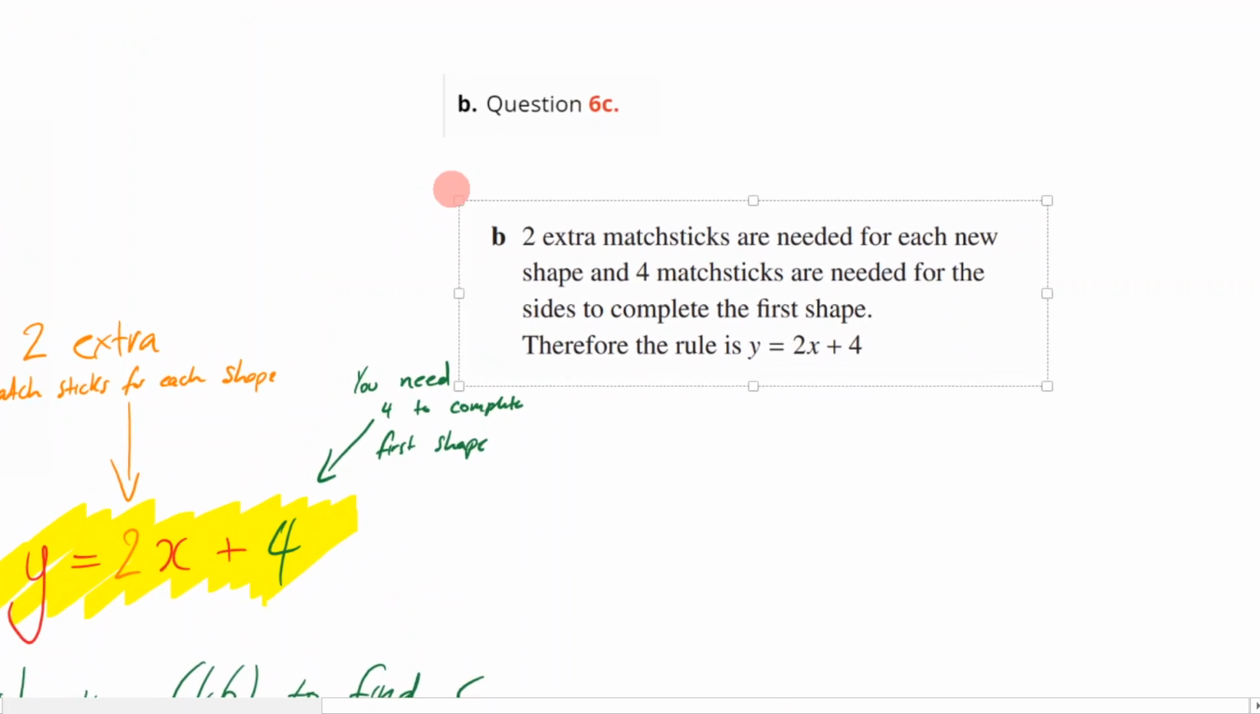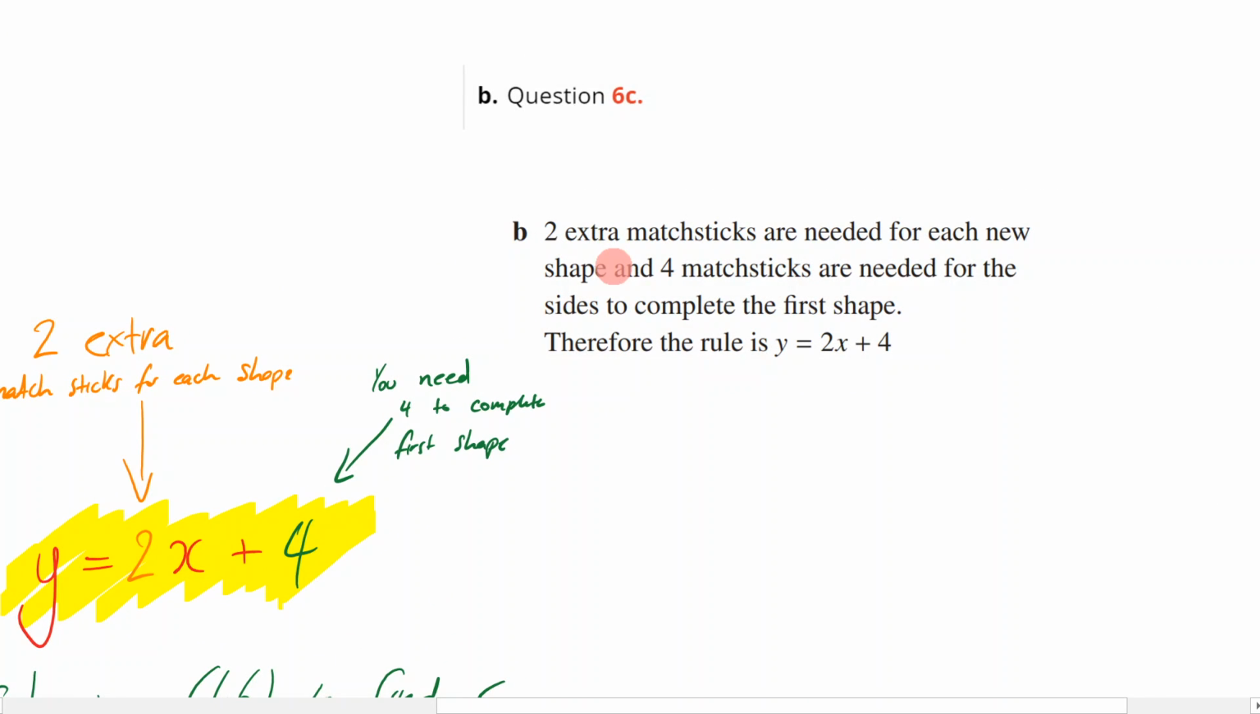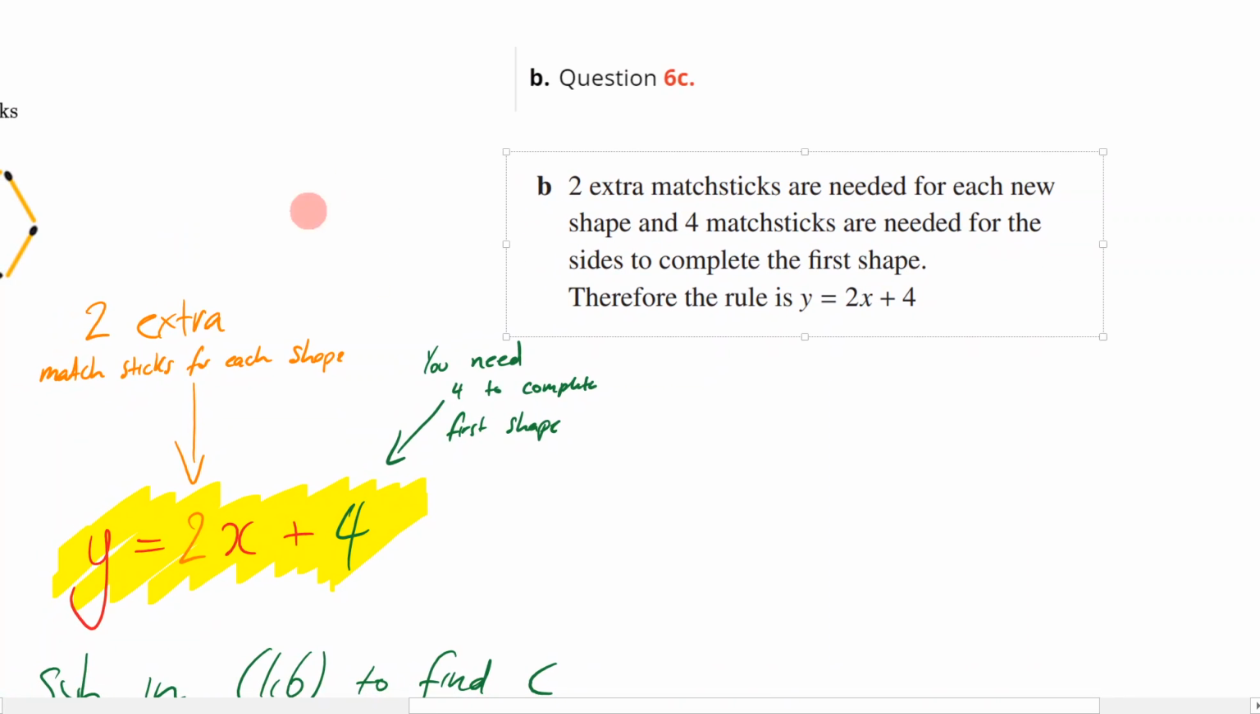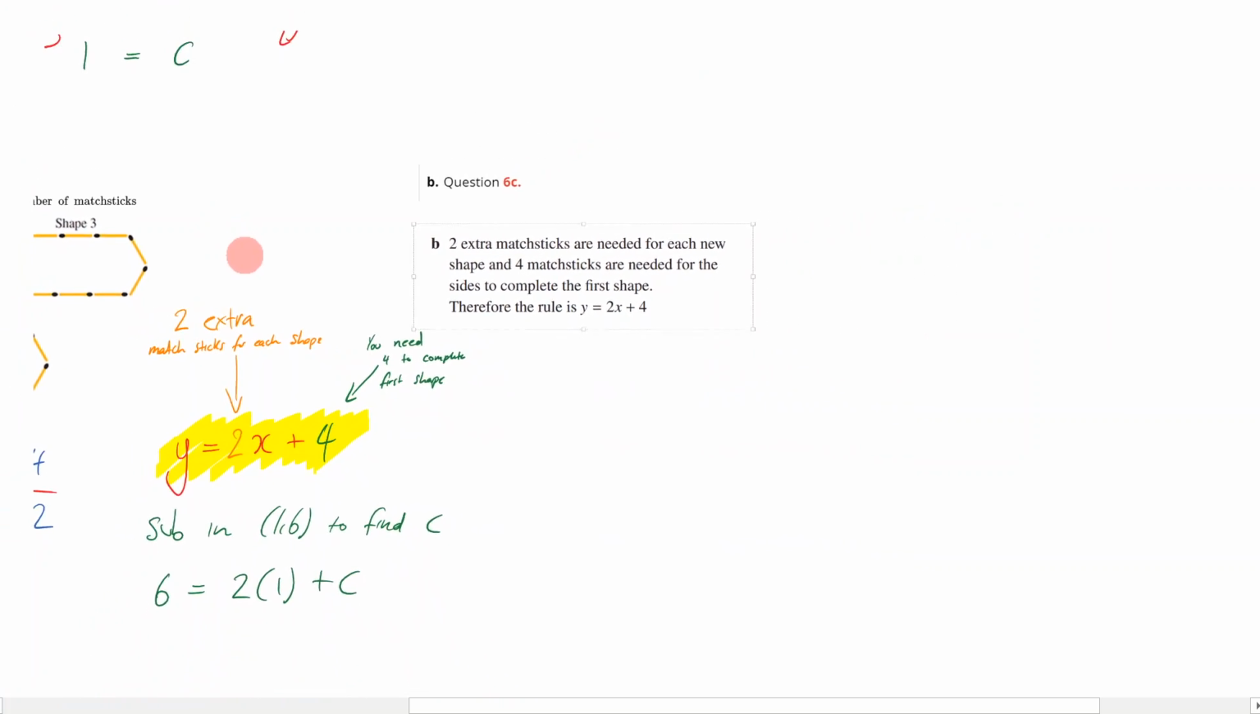All right, and then here is your written answer here. And it's exactly what we've said over here. 2 extra matchsticks are needed for each new shape, just like we said over here. And 4 matchsticks are needed to complete the first shape. So again, you're just really verbalizing what the rule is saying. That's why it says, therefore, the rule is y equals 2x plus 4.